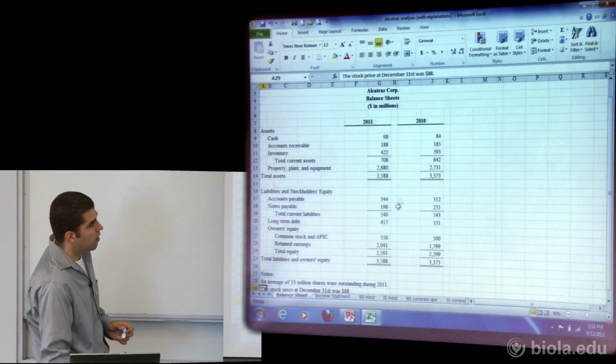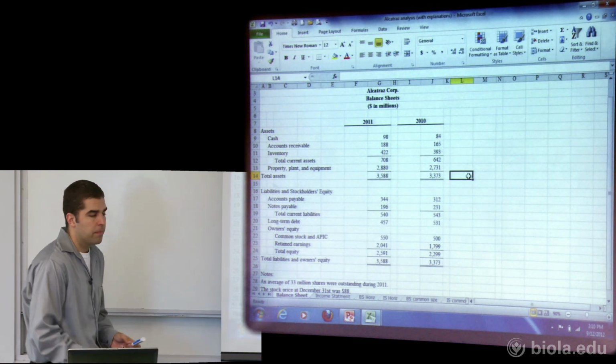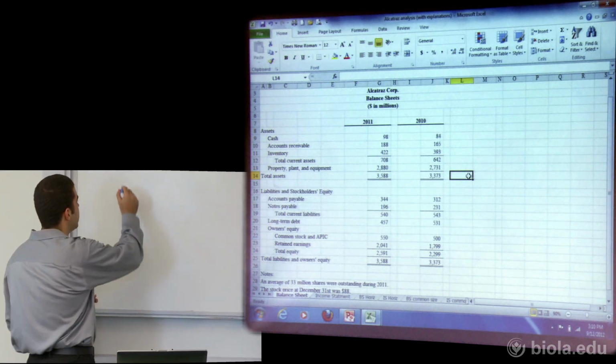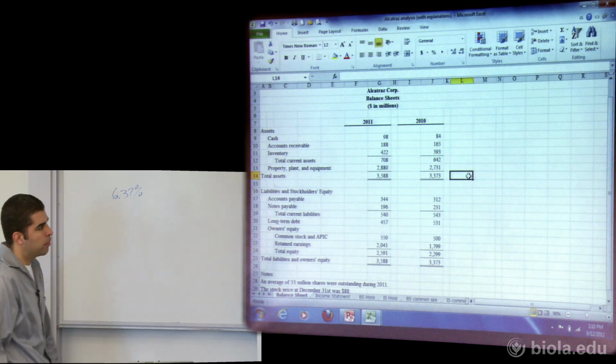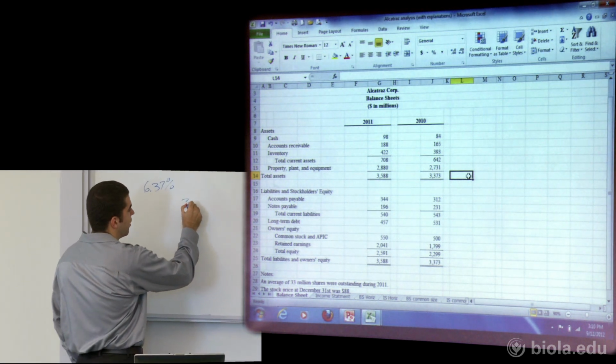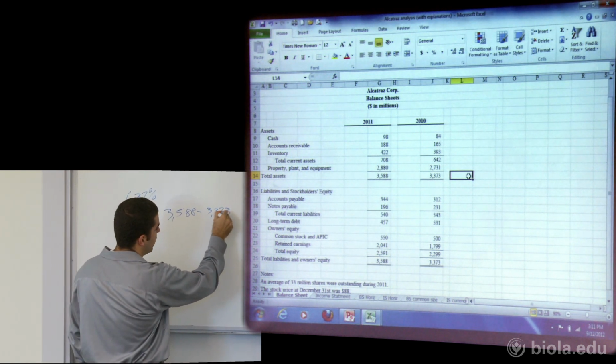Okay, so we're looking here at total assets, at this line right here, the difference between the two. How did you come up with your percent change here? 6.37. Okay, so you got 6.37. So if we were putting this in a formula here, we would say the current year, 3,588, minus 3,373, divided by which?